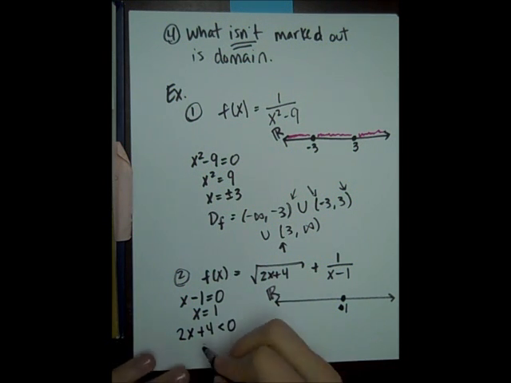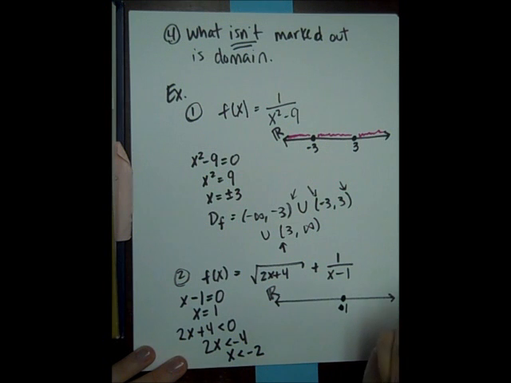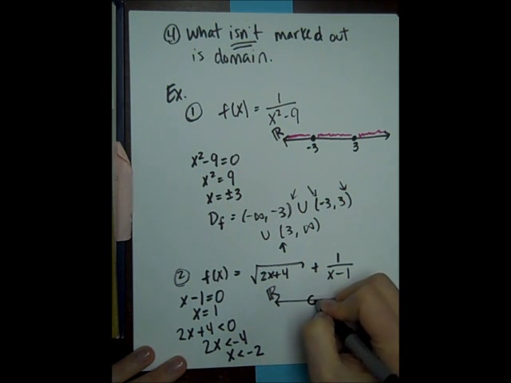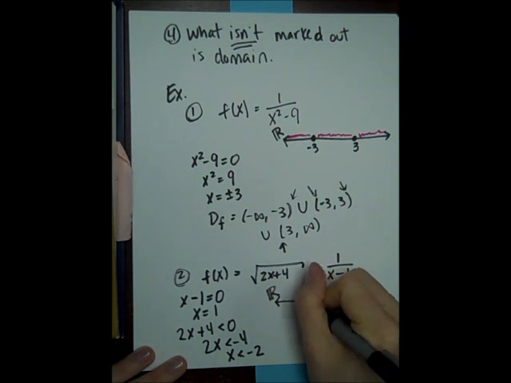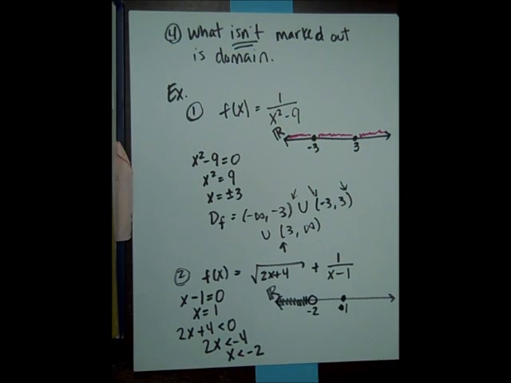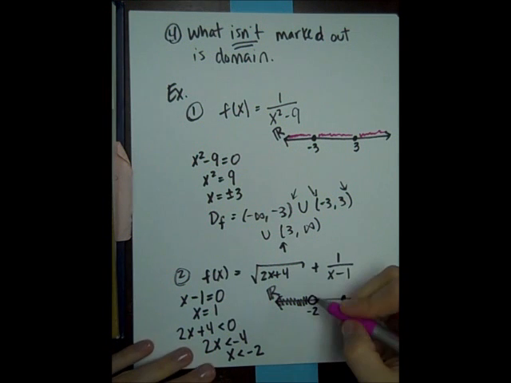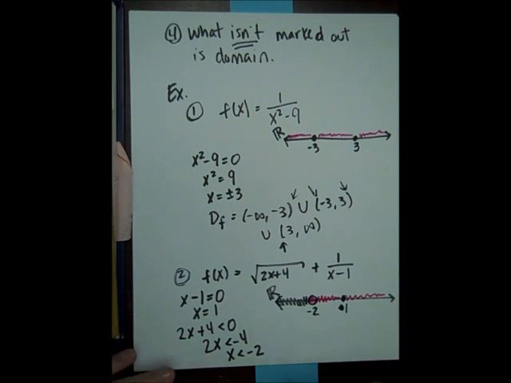Now solve for x, so I'll get 2x is less than minus 4, x is less than minus 2. So I'll come up here, here's negative 2. I don't want to mark out negative 2. This says mark out everything strictly less than it. So there's everything that I'm going to mark out. Now what's left over? Negative 2 was left over, also everything up to 1, and then also all of this.